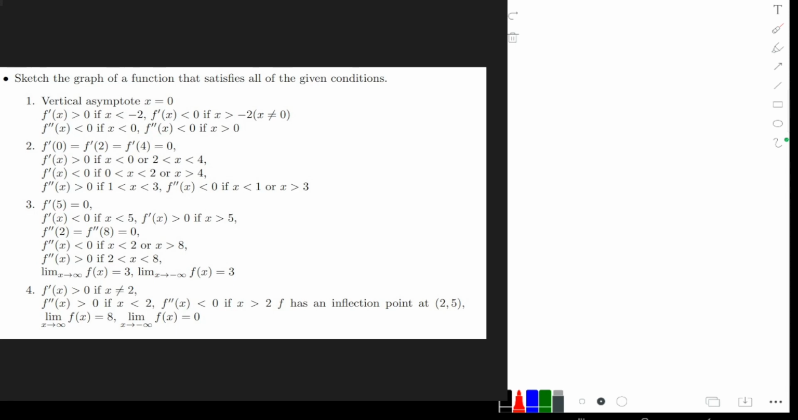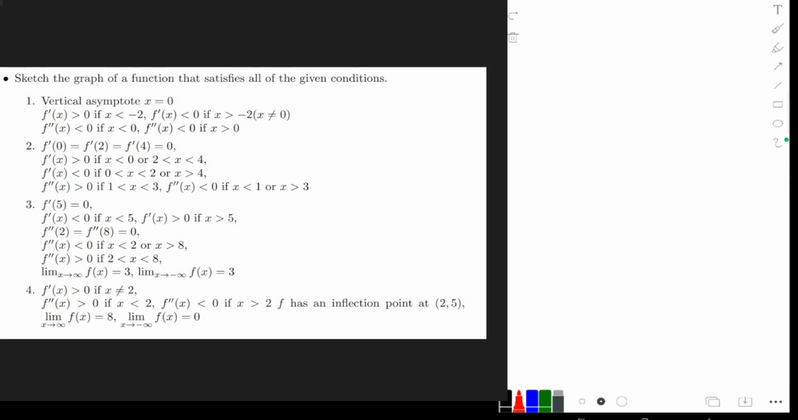All right, sketch a function that satisfies all of the given conditions. Number 1, we want something that is increasing, which remember means that the first derivative is positive. Decreasing means that the first derivative is negative. And the second derivative has to do with concavity. It's concave up when the second derivative is positive, and it's concave down when the second derivative is negative.